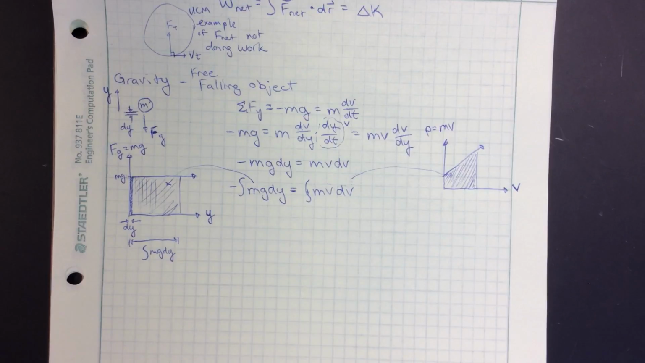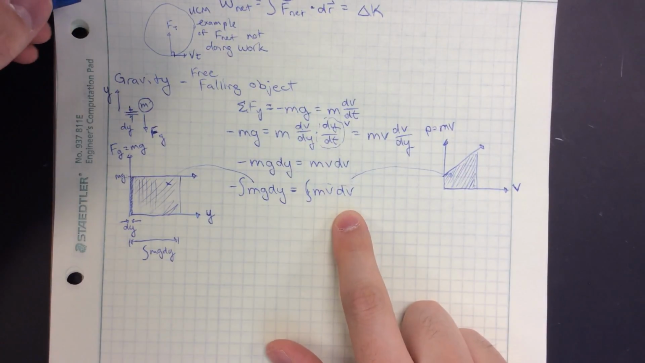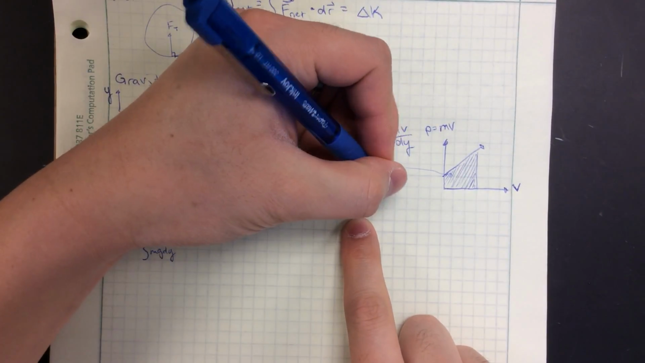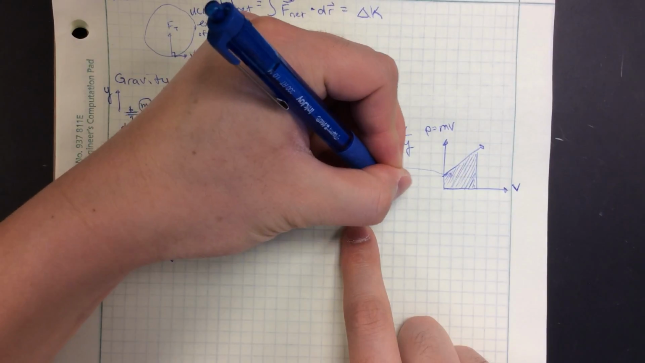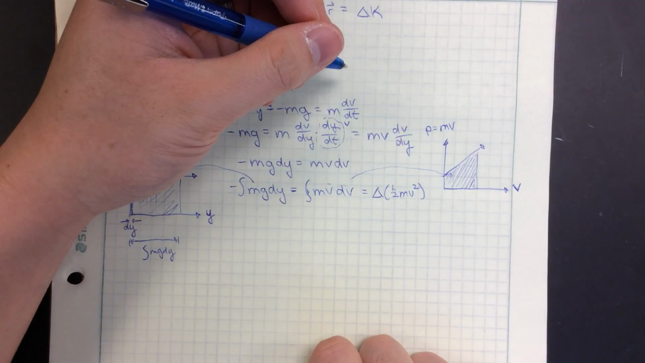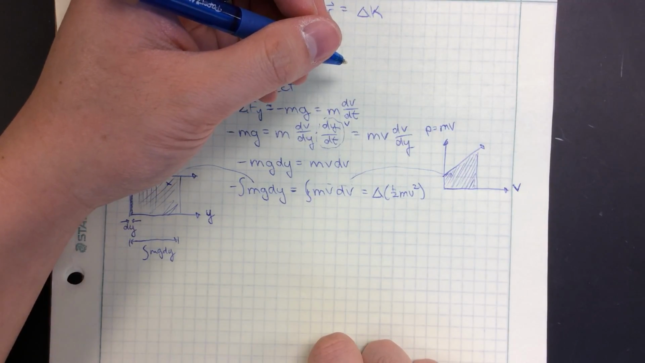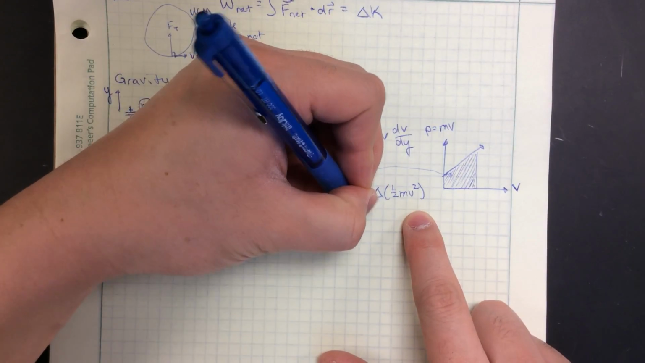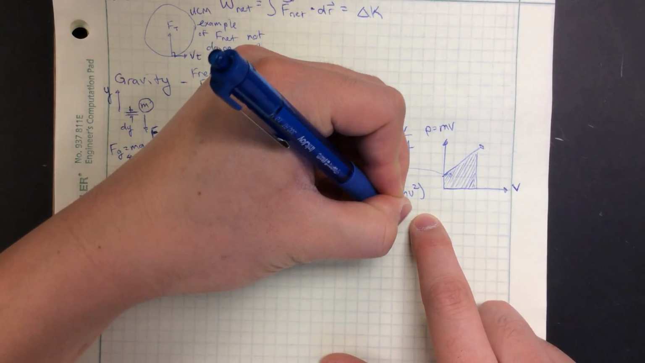So we've done this before. We did this last time. This ended up being a delta 1/2 mv squared. And sometimes in calculus, we'll write it like this.